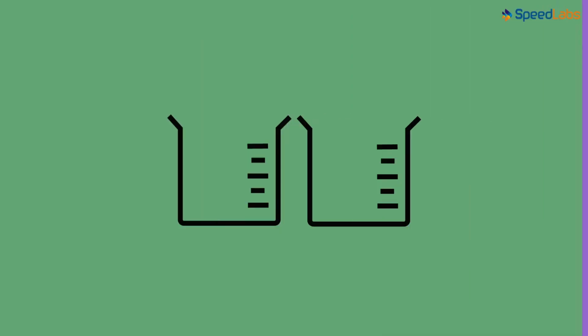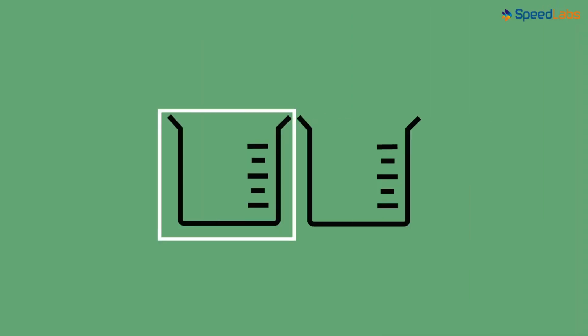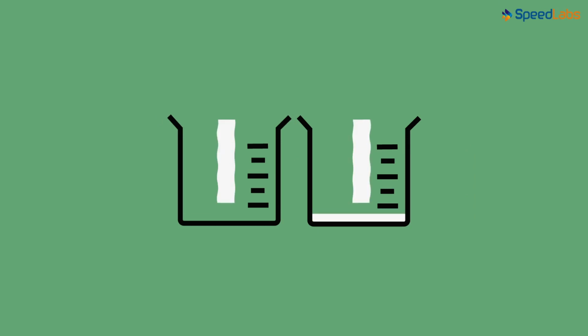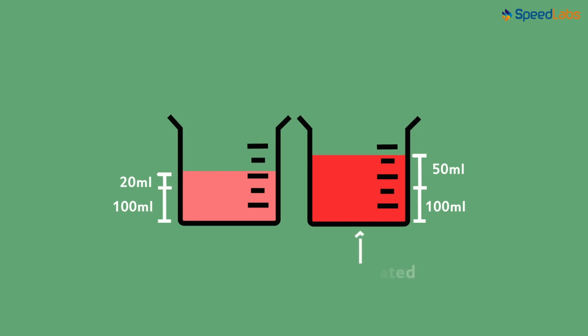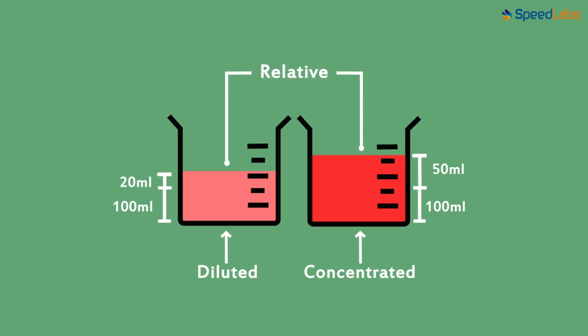Here are two beakers on the screen, one on the left and one on the right, and both have 100 milliliters of some colorless solvent. Now in the beaker on the left, I add 20 milliliters of some red solute. And on the right, I add 50 milliliters of the same red solute. In this case, we say that the solution on the right is concentrated and the one on the left is dilute. We are looking at these two relative to each other.